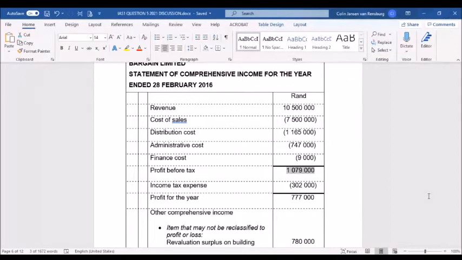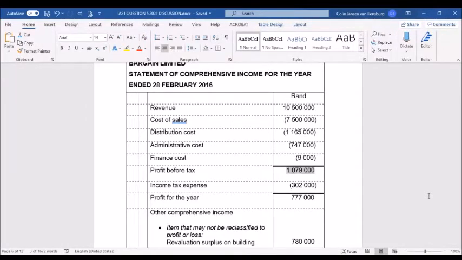Then we show our income tax expense, ladies and gents. Now again, I don't want to sound pedantic, but we spoke about this on Monday. We spoke about this last week as well. We get something called current tax payable. A payable indicates it's a liability. Income tax expense means it's an expense.